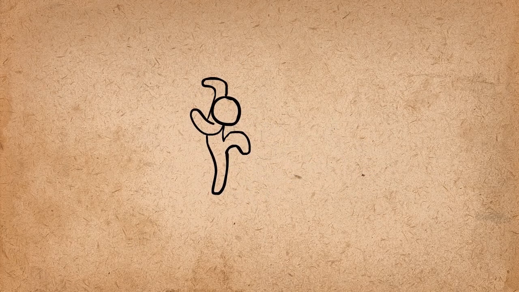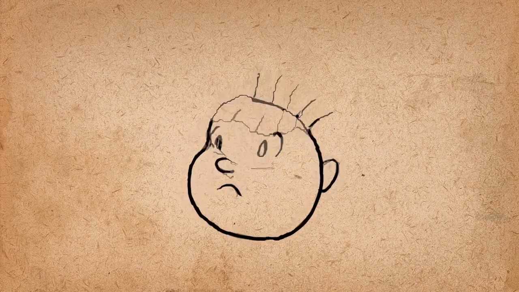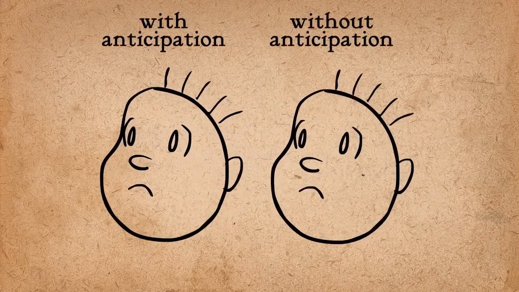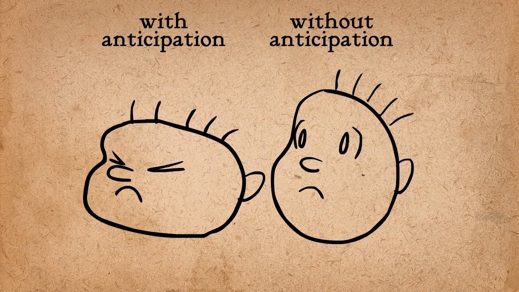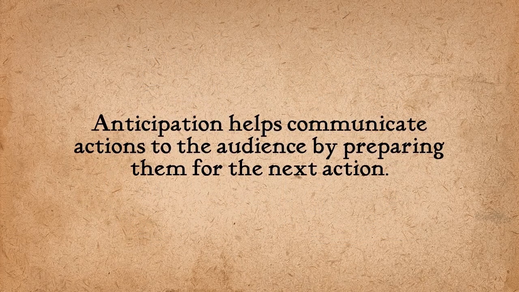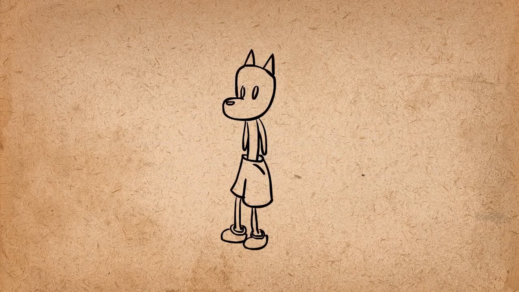Before running, a character will wind up before taking off. In the previous video about squash and stretch, this face actually uses anticipation as well. Instead of immediately stretching up, the face squashes first to anticipate the stretch and give it more power. Anticipation helps communicate actions to the audience by preparing them for the next action. This can happen in many ways.